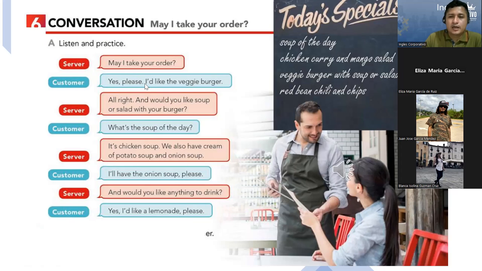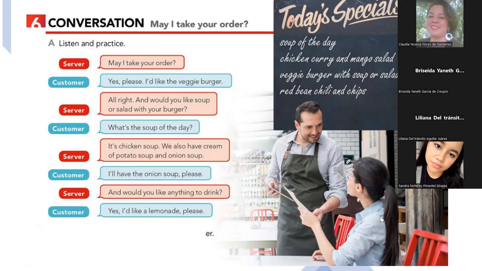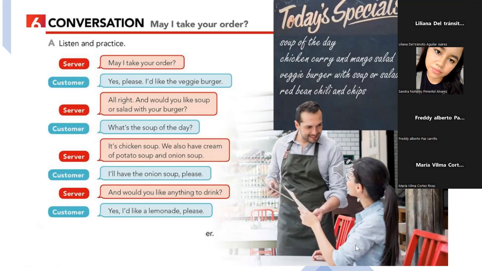I'd. Exactly. I'd. Here at the end the pronunciation will come out. Your tongue will touch the roof of your mouth at the end. Sometimes when we speak, the pronunciation there is minimal. We almost don't notice it, but it's there. I'd like the veggie burger. Would you like, okay, so this is the way we do it. Thank you so much. Very good. We have a few mistakes in pronunciation.